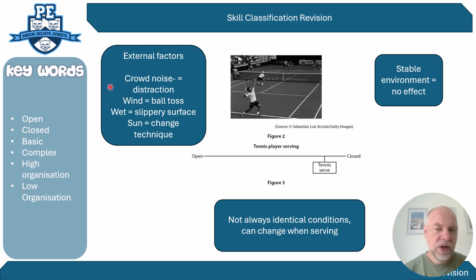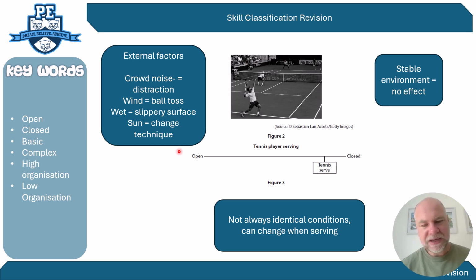So, for example, there could be external factors such as the distractions of the crowd. You could have wind that affects the ball toss. The surface could be slippery. For example, do give an example of the skill, the technique can change in the sun. That's up to you if you would want to use that one.